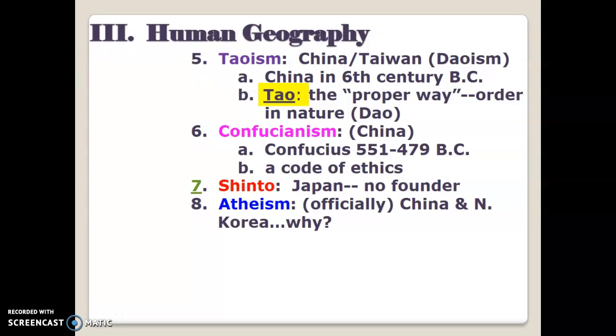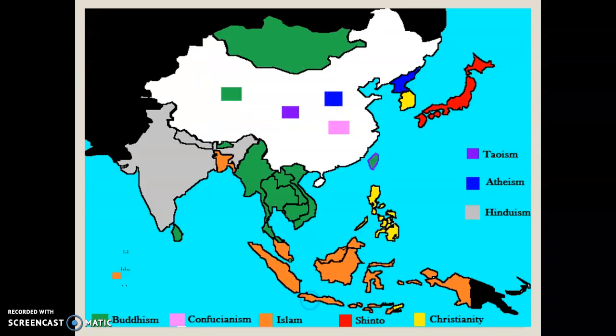And atheism officially is practiced in China and North Korea. Why is this the case? Well, both of these countries declare that they are a communist country and they don't allow religion by law. So Shinto will be red on our map. Atheism is going to be blue.